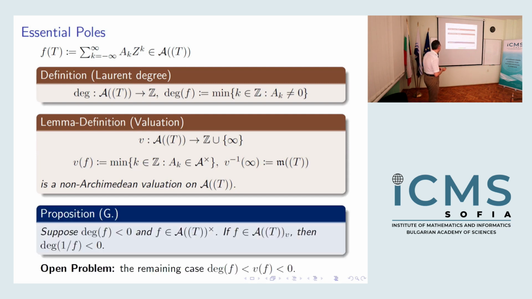And then the partial answer to this is, if you have such a function with a pole, so the degree of f is negative, and it is invertible, and here is the important condition, if it is in the valuation ring of the Laurent series, so it has no negative valuation, then it does have, in fact, an essential singularity, an essential pole at this point. And there is an open remaining case, namely when the valuation is strictly between zero and the degree of f. And this proved to be a little harder than expected.